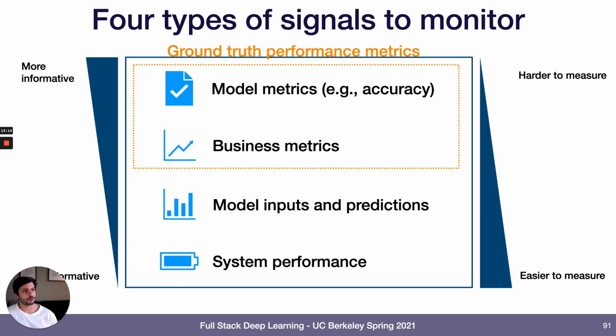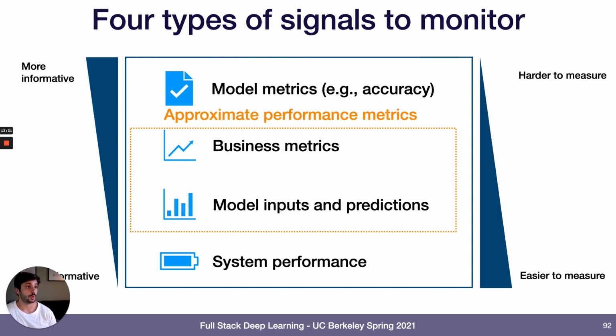There are different ways of categorizing these things, and here are some terms that I'll use. Model metrics, and in some cases business metrics, are what I would call ground truth performance metrics. So these are things that actually tell you directly how well your model is performing. Model inputs and predictions, as well as some other business metrics that have more confounding factors, are what I would call approximate performance metrics. And so these are ways of approximating how well you think your model should be performing on the data that it's seeing, if you don't have ground truth performance metrics, before you have access to labels as to how well the model is actually doing.